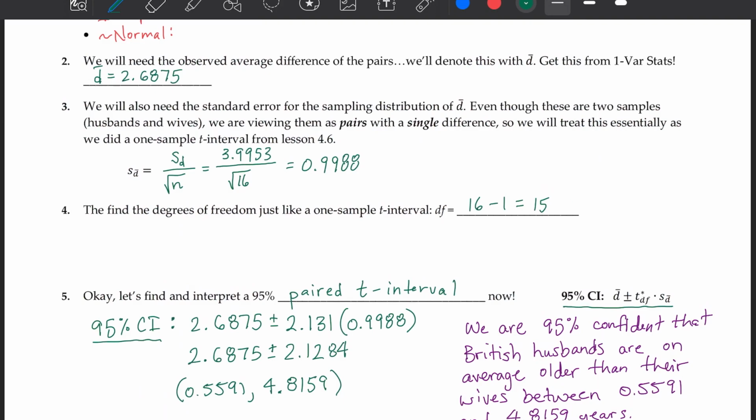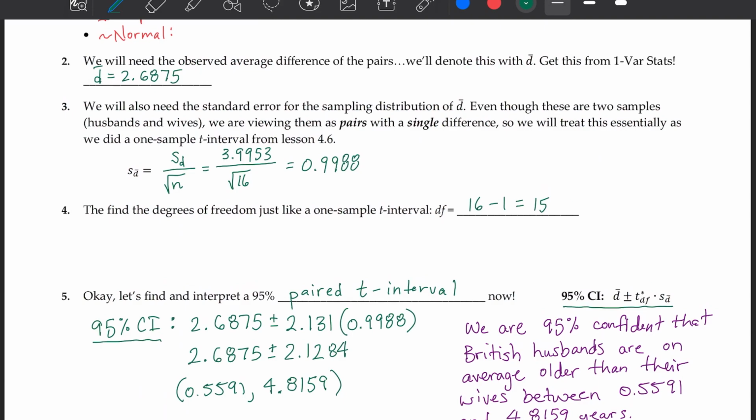And then our interpretation. So this one, you could stick to the sentence frames that we've been using and plug in. This one I got a little more creative. So we are 95% confident that British husbands are on average older than their wives between 0.5591 and 4.8159 years. So it's basically saying the same thing as what we usually say, but I just phrased it differently since we're comparing husbands to wives in Britain.